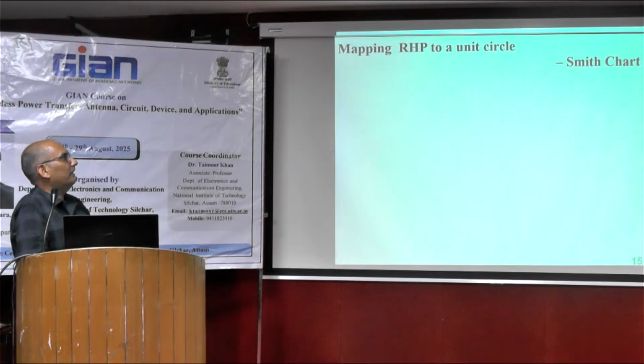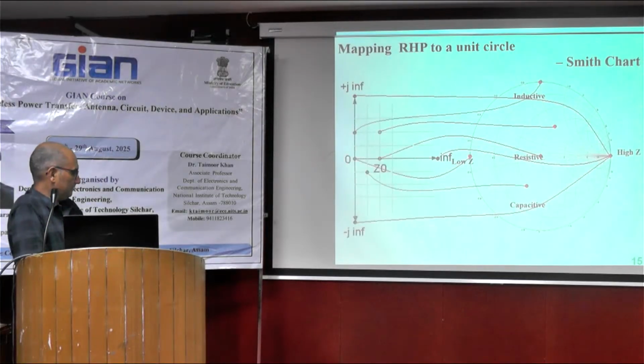Mapping right hand poles to a unit circle is the Smith chart, what we have done. On the linear scales, this point is where positive x directions, then it belongs to what? Inductive behavior. This point on the x-axis is the resistive point. This one is the capacitive point. Then all resistive points will come here.